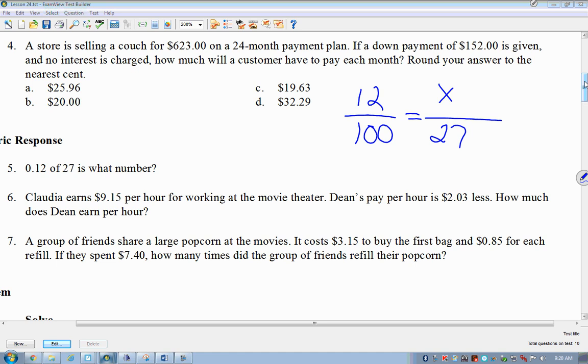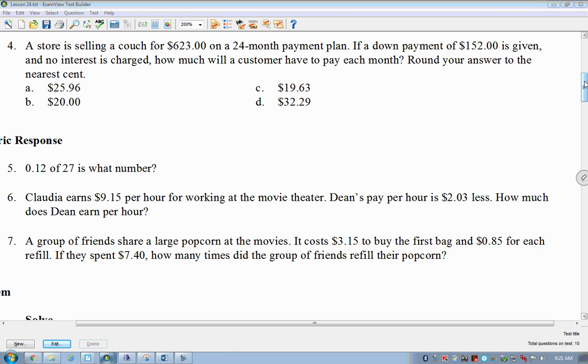$3.24. Or we could do 0.12 times 27 equals, and it should also equal 3.24, right? And if we wanted to, we could do it like that as well and solve it that way, and actually do it without a calculator. Okay, 3.24 is our answer.